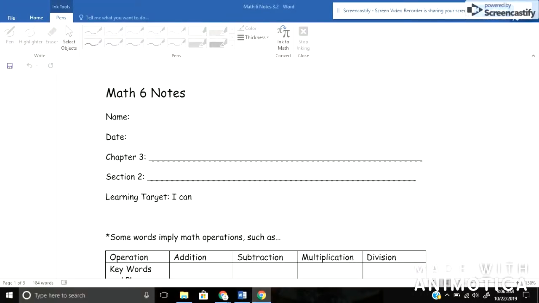Hey, sixth grade. Today we are moving on to Chapter 3, Section 2. Staying in Chapter 3, we are talking about algebraic expressions and properties. And section number 2 is writing expressions.